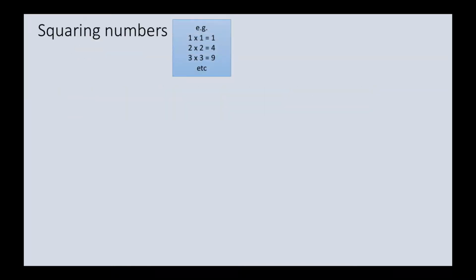So squaring numbers. Here's an example of the squared numbers that we looked at before. 1 times 1 is 1, 2 times 2 is 4, 3 times 3 is 9, etc. Now in this case, these are just ordinary numbers that we should know the answers to. We should know these squared numbers here. Our answers are the square numbers, okay? But sometimes you might be asked to square a different number, such as 7.5.